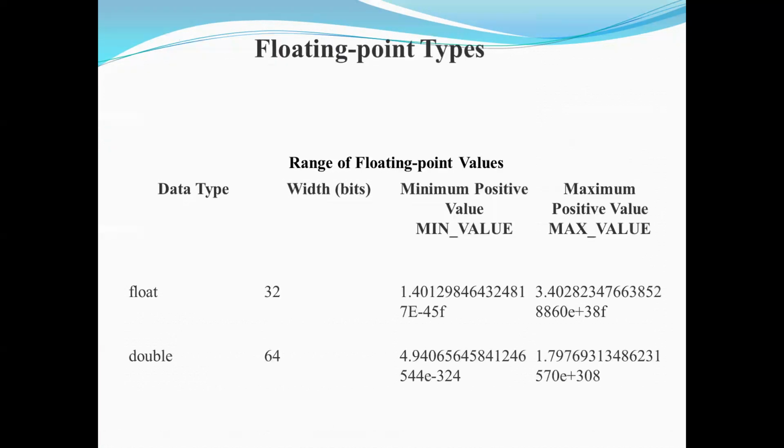A floating point value, float is 32-bit and double is 64-bit. There are two parts: one is the mantissa, and the second one is the exponent part. So you can find the minimum and the maximum value accordingly.